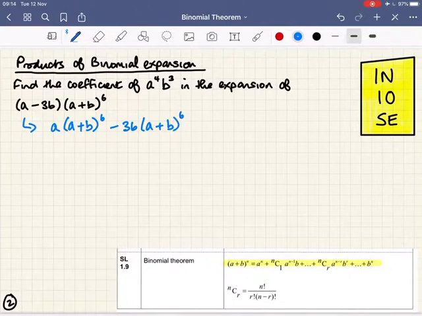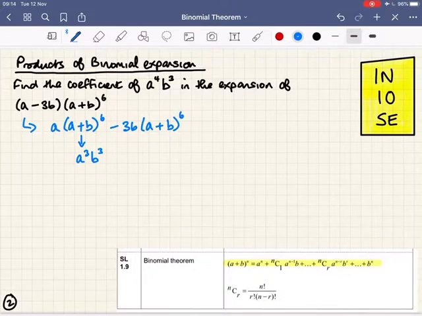Now, I want the result from each of those multiplications, when I multiply by a and when I multiply by 3b, to give me a to the power of 4, b to the 3. So what I need to think about here is I want the term from this first expansion where it's a to the 3, b to the 3, because I'm going to multiply it by a. So I'm going to end up with a to the 4, b to the 3 there.